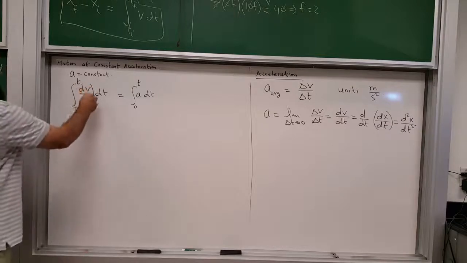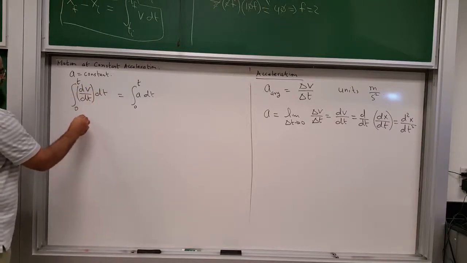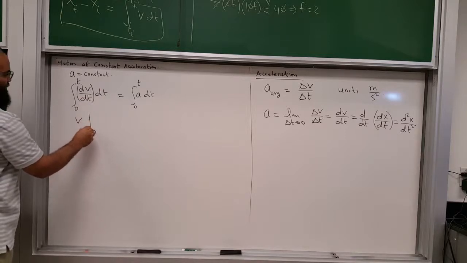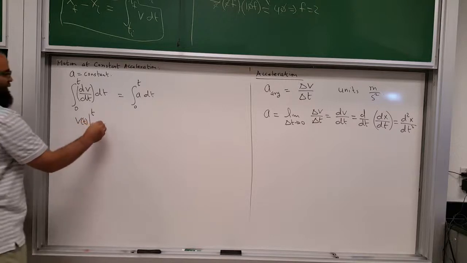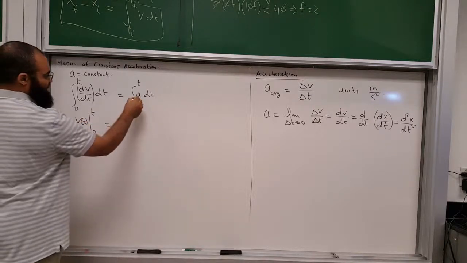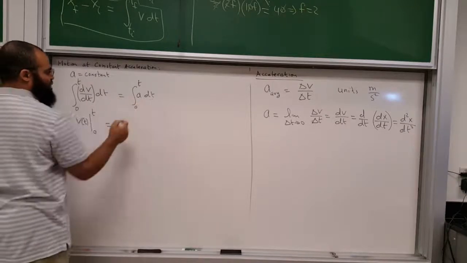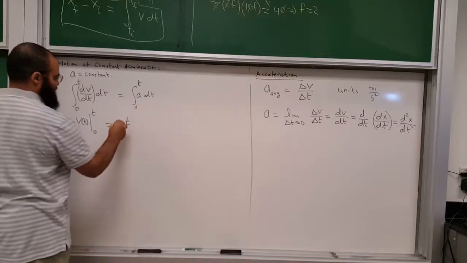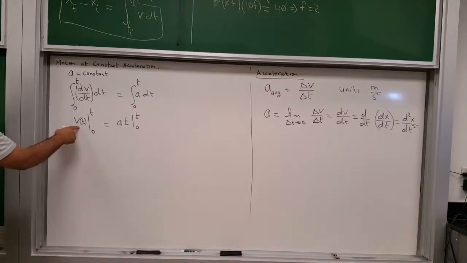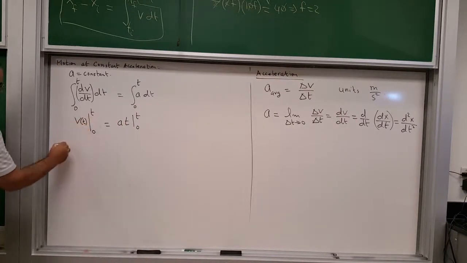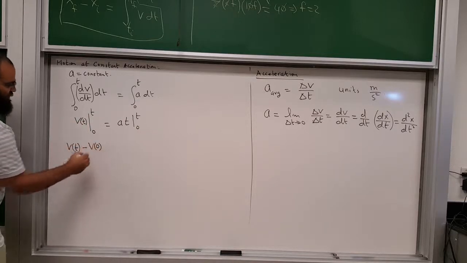Again, here you have a derivative and then you integrate, you get the velocity back again, but you evaluate your velocity between t equal to 0 to t. Now the acceleration is a constant, so it comes out of the integral, and the integral of dt is t, so it's at, evaluated between 0 and t. And so this becomes the velocity at time t minus the velocity at t equal to 0.